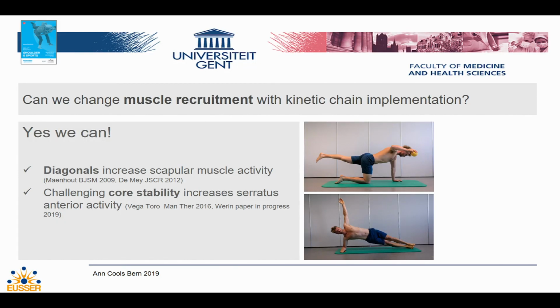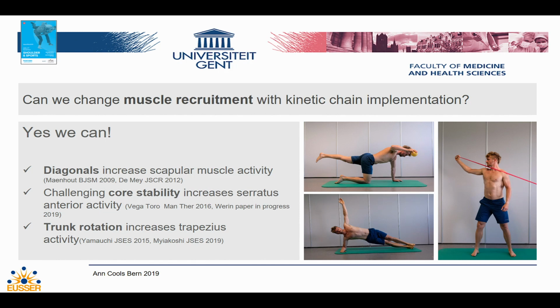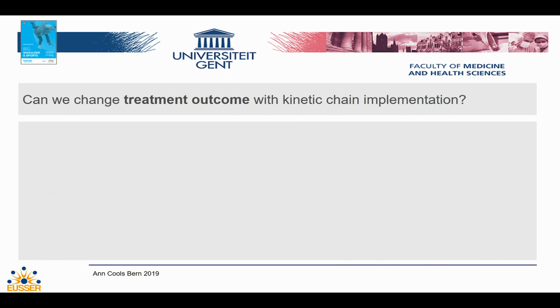As an example, when you perform diagonal patterns, you increase scapular muscle activity in total. When you challenge core stability, for instance, by performing a planked position or a side plank position during your shoulder exercises, you mainly increase serratus anterior activity. And trunk rotation increases trapezius activity. So we do have some arguments to implement functional kinetic chain components into our exercises. But is our patient getting better because of this? Well, so can we change the treatment outcome with the kinetic chain implementation?